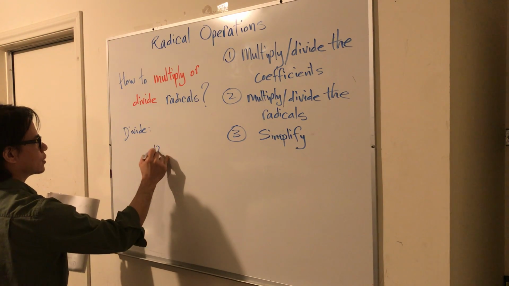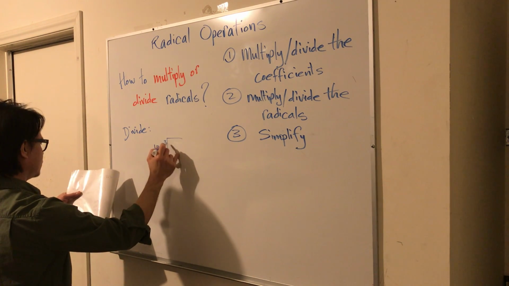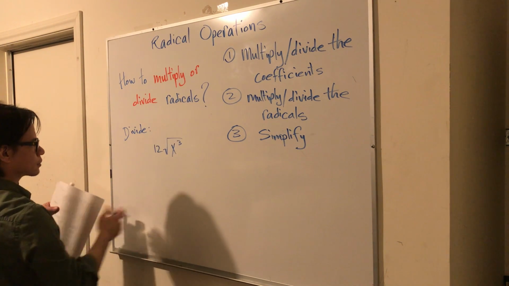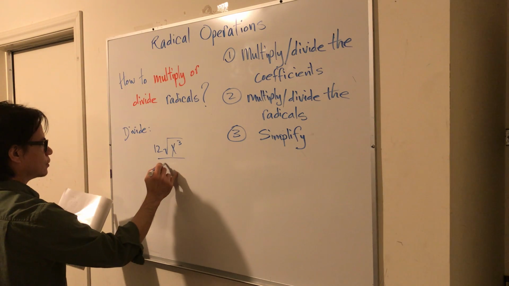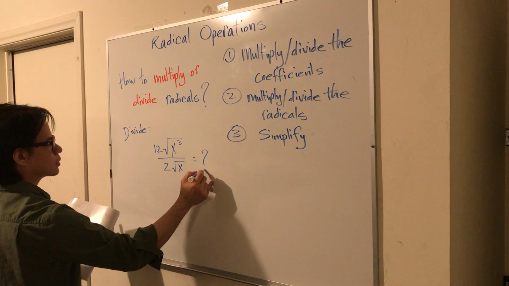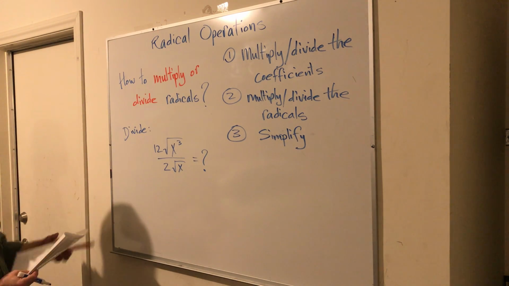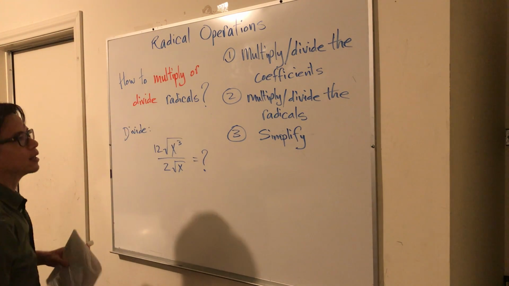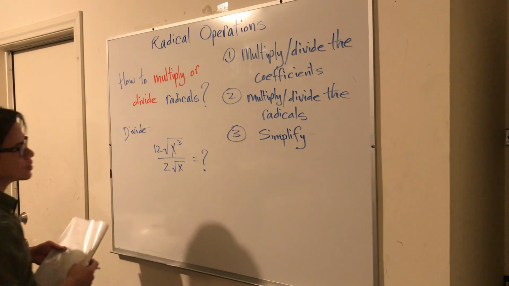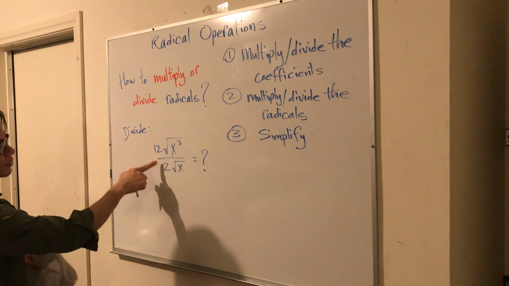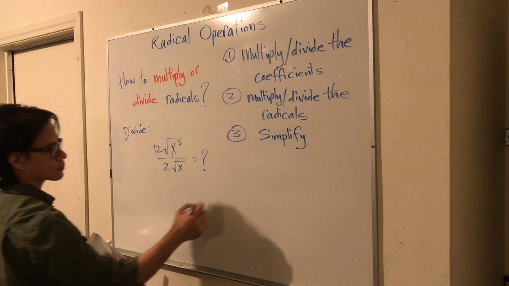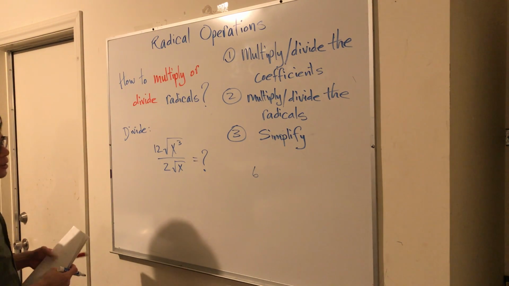Let's say you have 12 root, let's just say square root here, x to the third, divided by 2 root x. What would you get? It's going to follow the technique that we provide you with here. You're going to first divide the coefficient. Remember, the coefficient is the number in front of your radical, so let's take 12 divided by 2, that's 6.